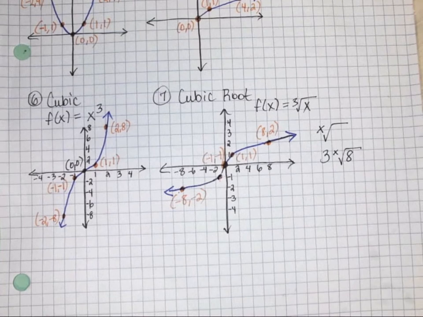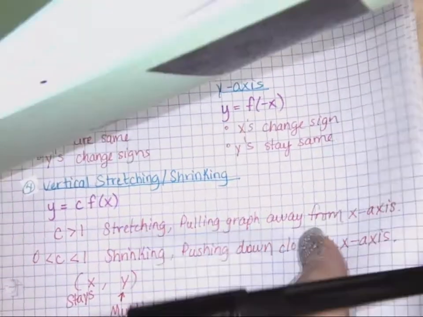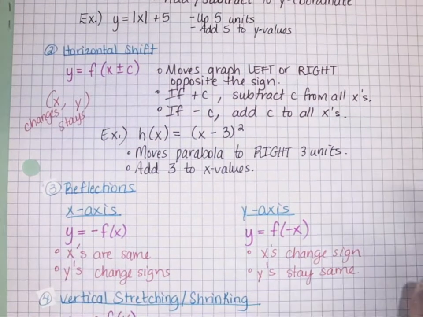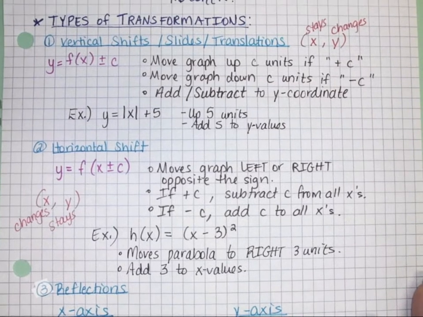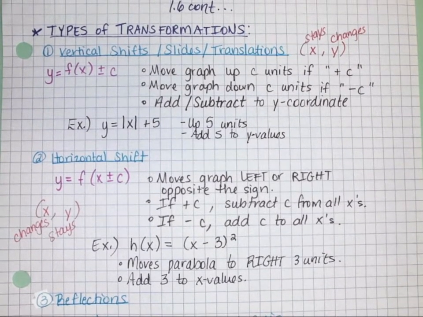All right, what we're about to do with this, we're going to do all types of transformations: horizontal slides or shifts, vertical slide shifts, horizontal stretching and shrinking. Different types of transformations. So the first two that we're going to look at are vertical and horizontal shifts, which just means your graph doesn't change shape. You're just sliding it around, left or right for horizontal, up or down for vertical.